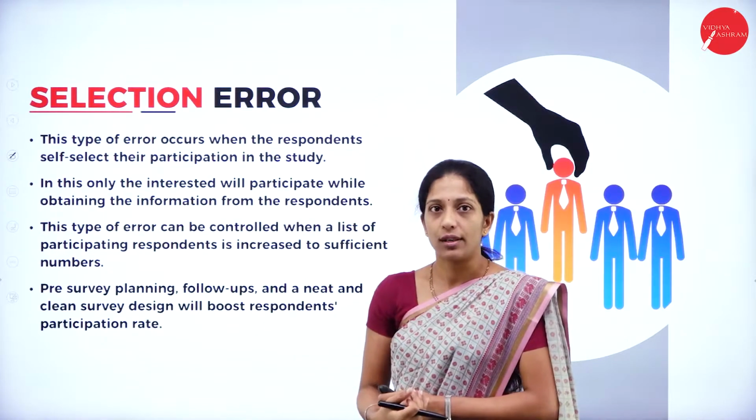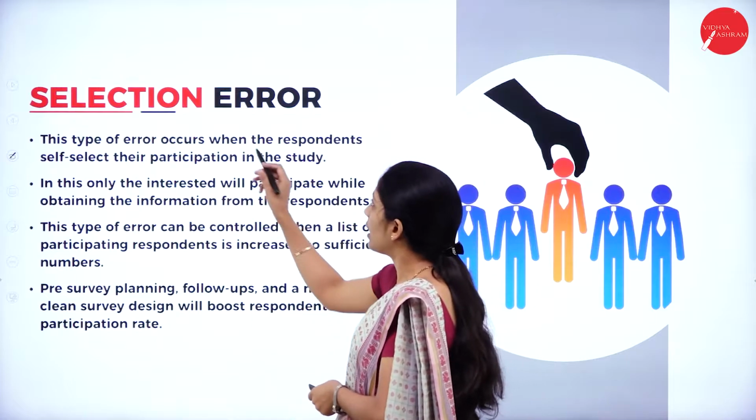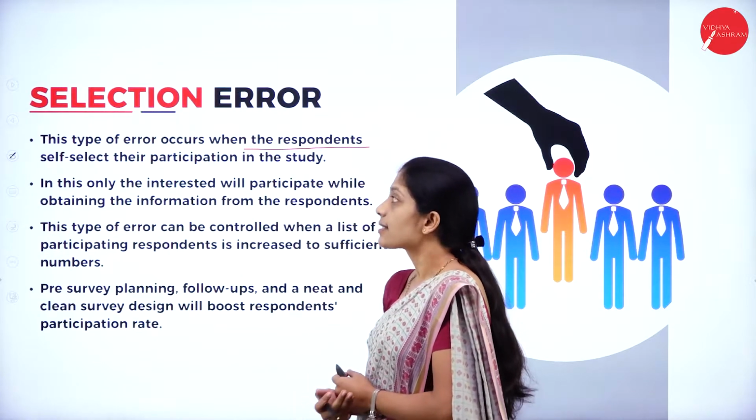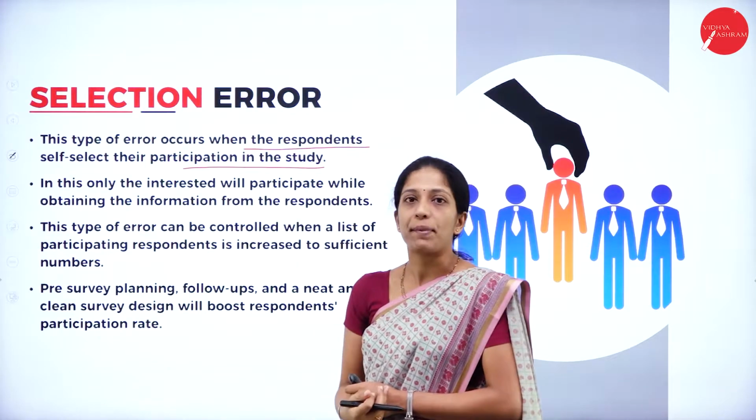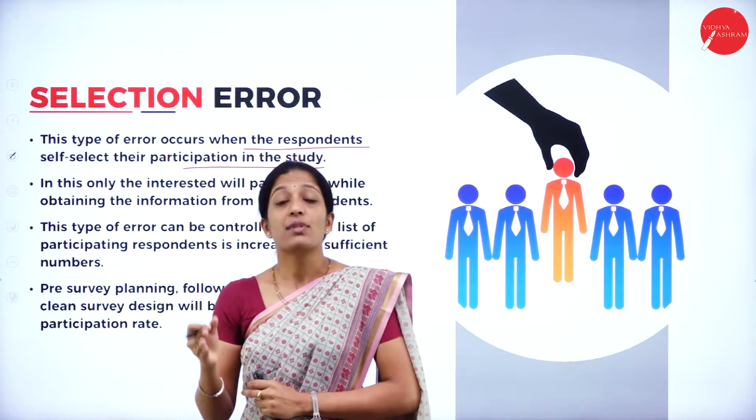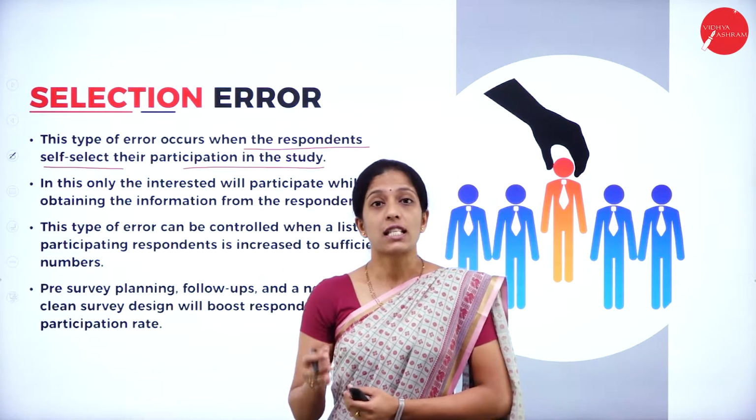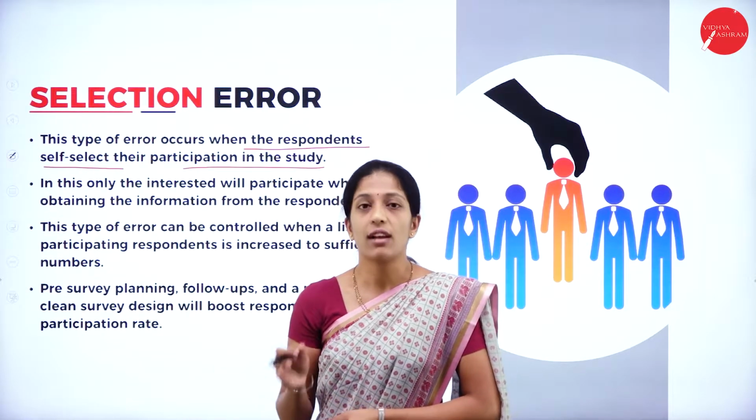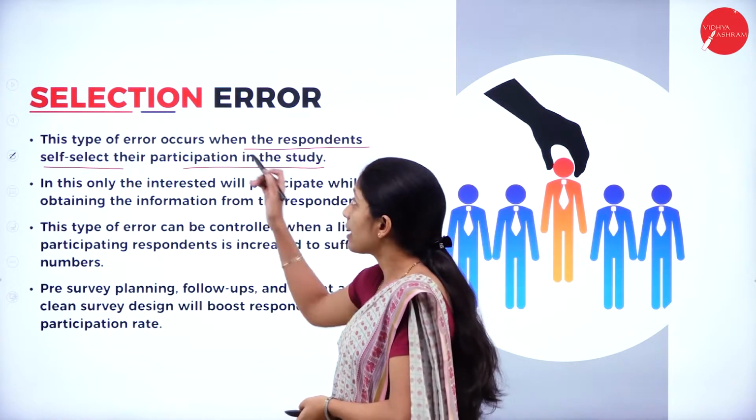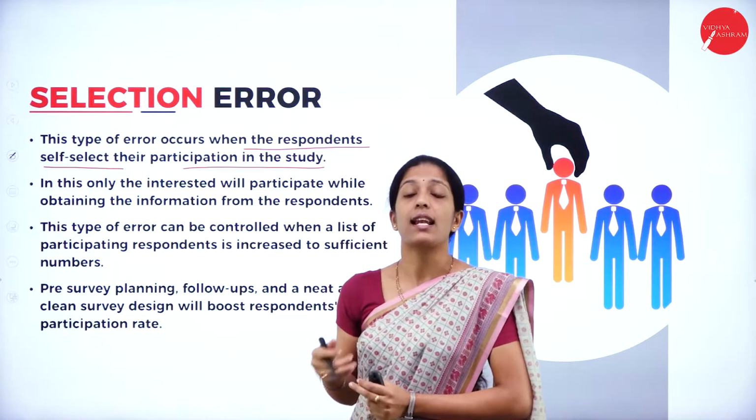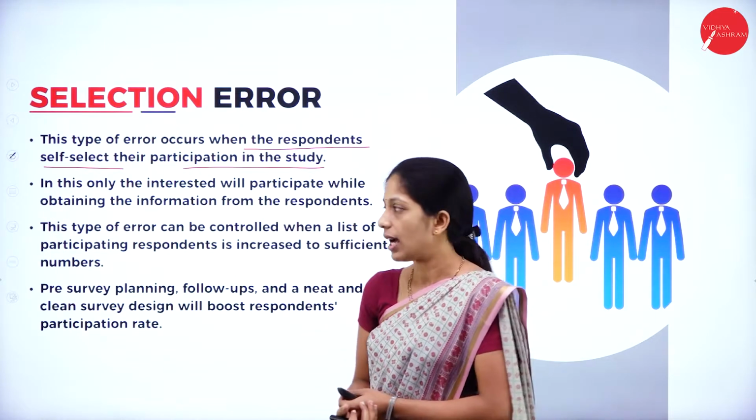Now coming to the third one, that is selection error. This type of error occurs when the respondents self-select their participation in the study. Sometimes the researcher will select the population, but in certain situations respondents self-select themselves. In that situation also a sample error occurs. That is selection error, where error occurs while selecting the sample itself.